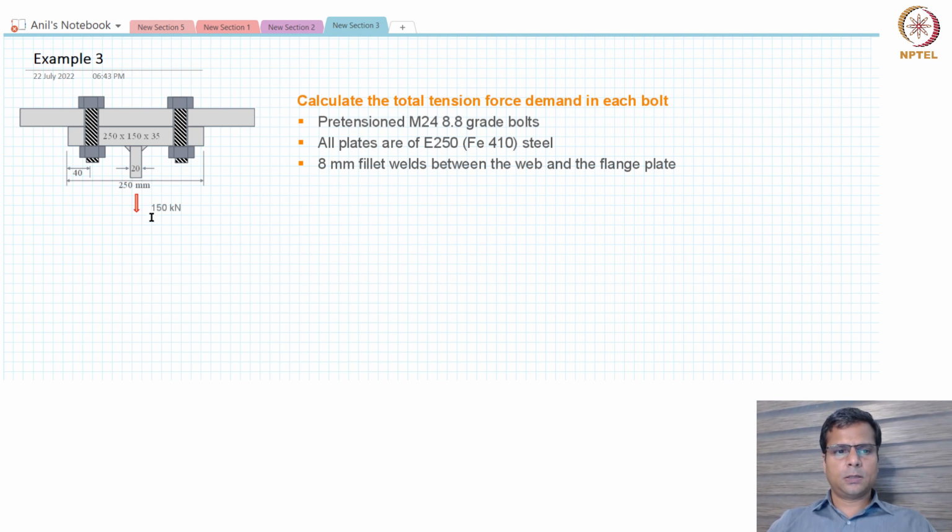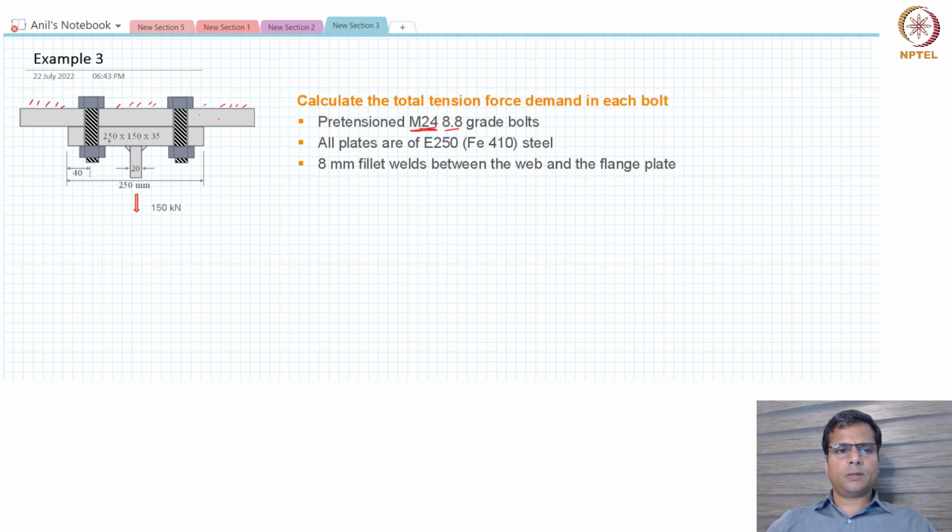So let us try to solve this example. This plate is held in place. So the thickness of this plate and properties of this plate don't really matter. This particular plate is tied to the first plate using these two bolts. The bolt properties are given. The diameter is 24 millimeter and material is 8.8 grade bolt.